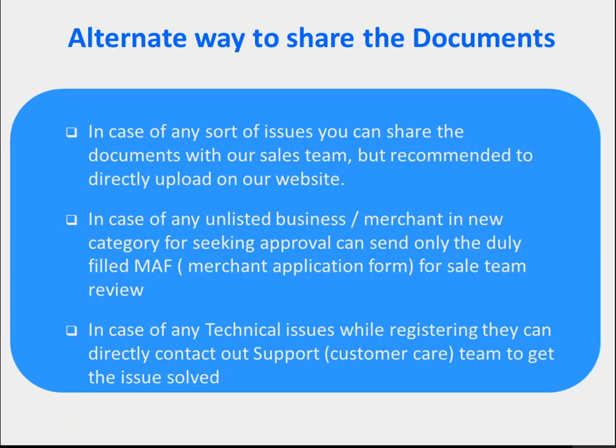There is also an alternate way to share your documents. In case of any sort of issues, you can share the documents with our sales team, but we recommend you directly upload on our website. In case of any unlisted business, a merchant in a new category seeking approval can send only the duly filled merchant application form for sales team review. In case of any technical issue while registering, a merchant can directly contact our support or customer care team to get the issue solved. Keep all the documents handy. If for some reason you don't have the data, you can skip. As soon as the data is ready, you are good to go with our merchant registration form.